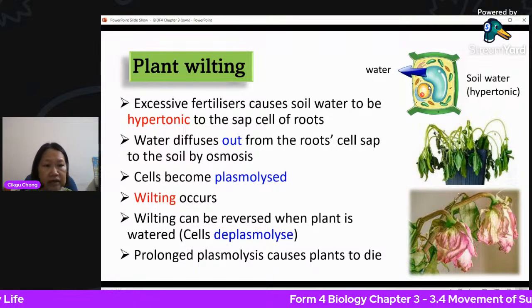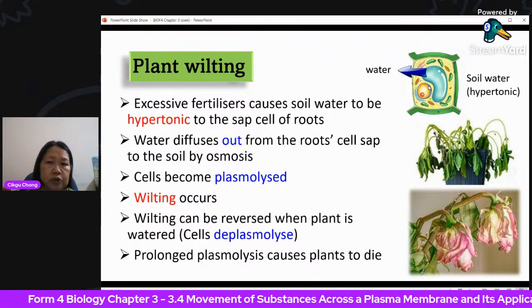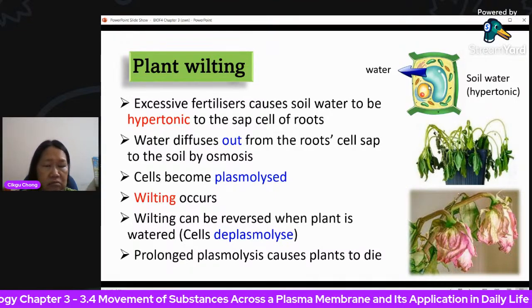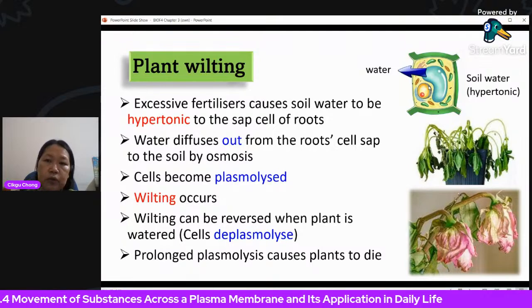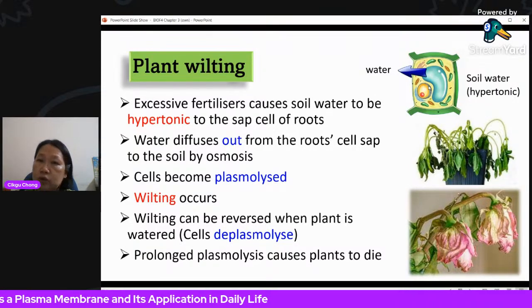The second point here: prolonged plasmolysis causes plants to die. So it cannot be too long. It has to be as soon as possible. When you see your plant is wilting, just give distilled water.